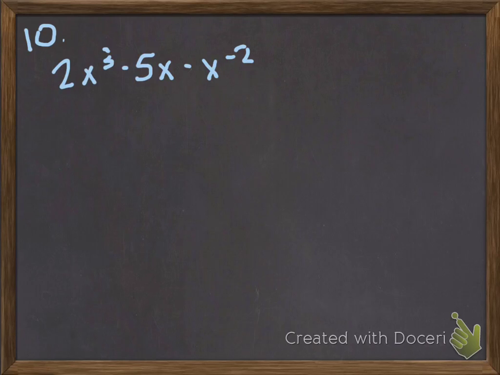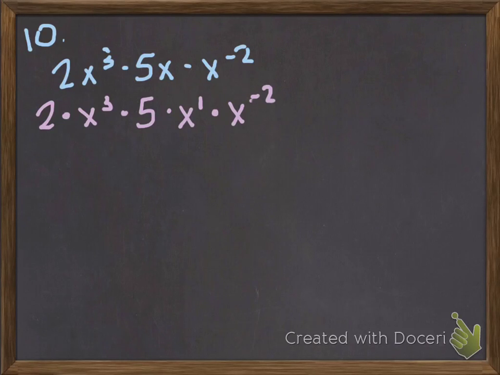Number 10, this is something that's been on almost every single test that we've had since the beginning. 2x cubed times 5x times x to the negative second. A lot of you tried to expand this out, but when you expand it out, make sure that you have 2 times x cubed. That cubed does not go with the 2. Just like the 1 on that x, we're forgetting that if there's not an exponent, it's an understood 1. So you need to be putting that. Okay? And so that's how you could expand it out.